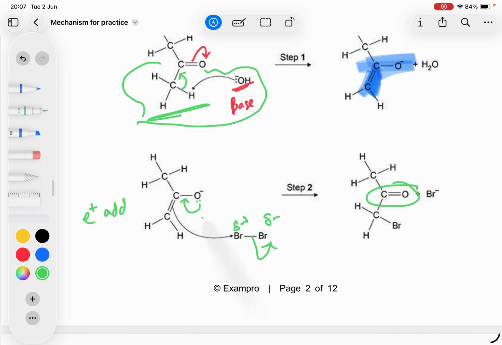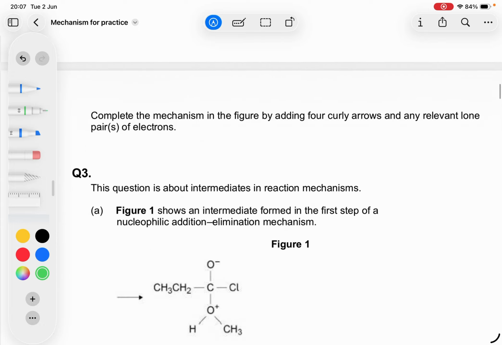Question does say 4 arrows, and there are your four arrows there. Okay, so just got to be on the ball there.